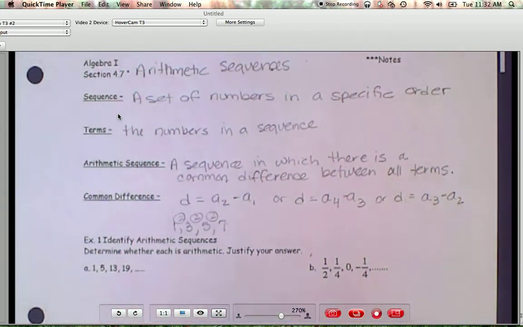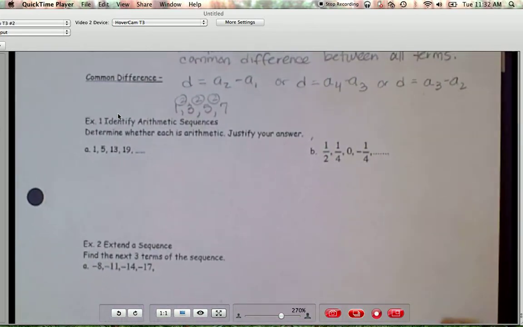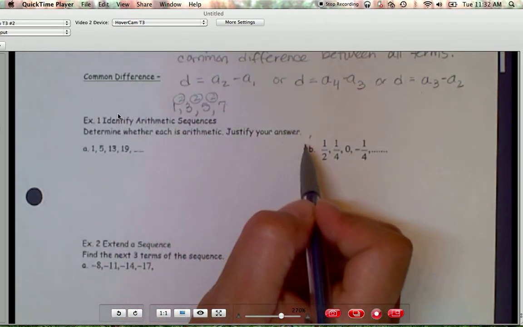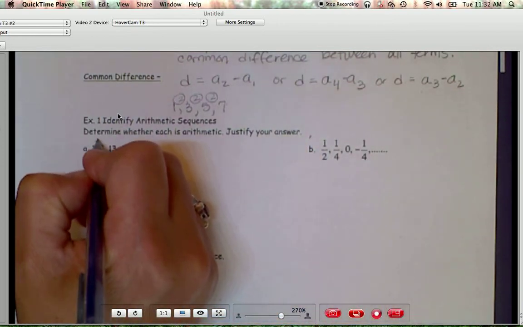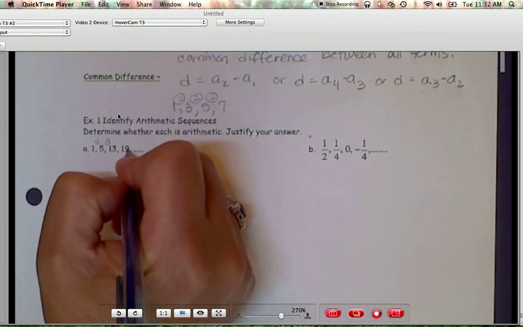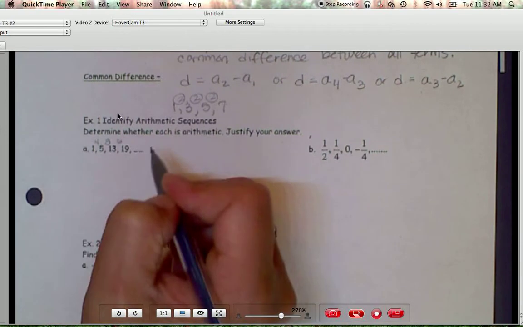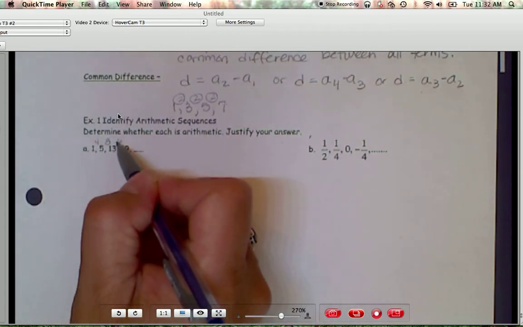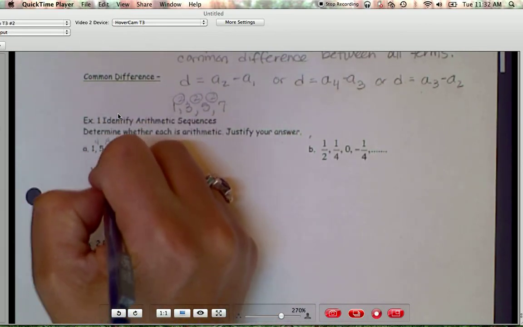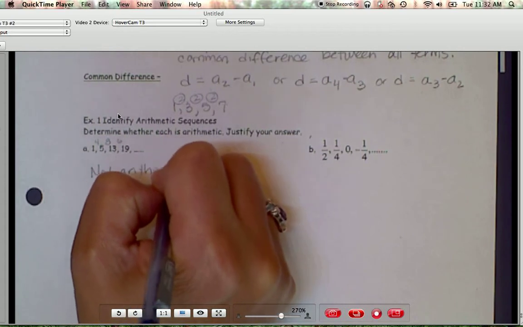So let's talk about identifying arithmetic sequences. Determine whether each is arithmetic and justify your answer. Now, in order for it to be arithmetic, you have to be able to find this common difference. It has to be the same between all the terms. Well, 5 minus 1 is 4. 13 minus 5 is 8. 19 minus 13 is 6. So these differences are not common. They're not all exactly the same. So this is not an arithmetic sequence.